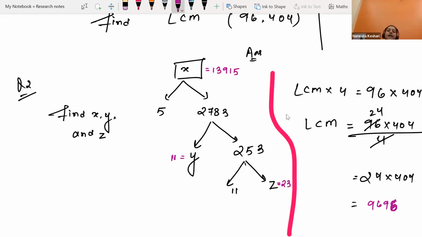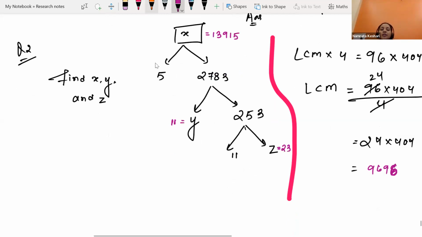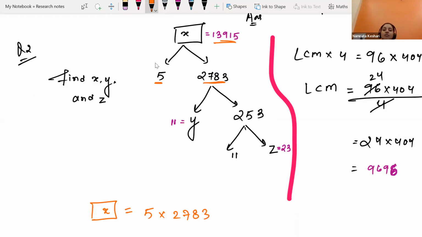Yes, this is how we'll be finding. X we will find by multiplying this 5 and this 2783, because the factorization of x is 5 into 2783. There is a number x; when we break this number, we get 5 into 2783. So x will be just the multiplication of these two, that is 13915. Check it. Are you getting 13915? Please check, everyone.